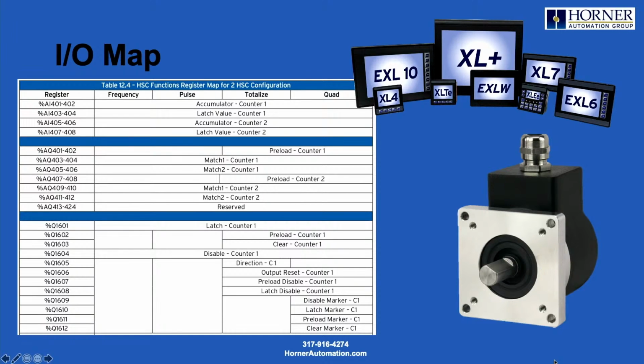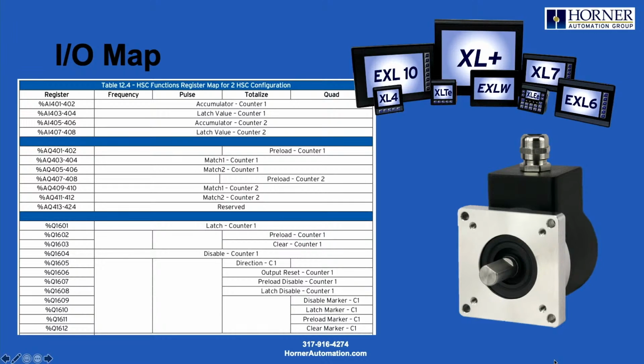Now, the basic concept is still the same. You're still talking AIs, AQs, Is, and Qs for monitoring and controlling the high-speed counter function, including quadrature. It's still that last column there that has the quadrature information, but now you've got a whole lot more capabilities available to you, a whole lot more flexibility. But the basics are still there.